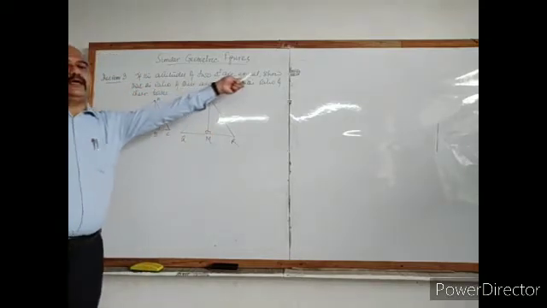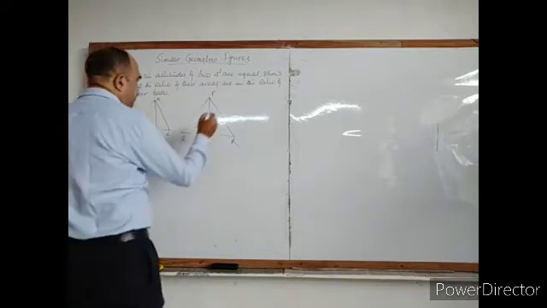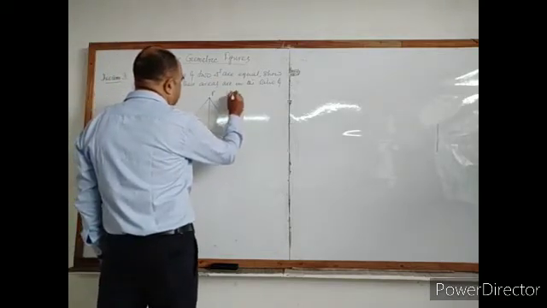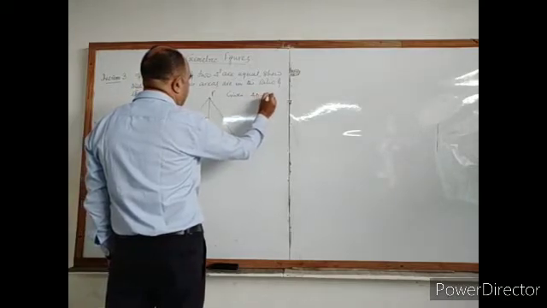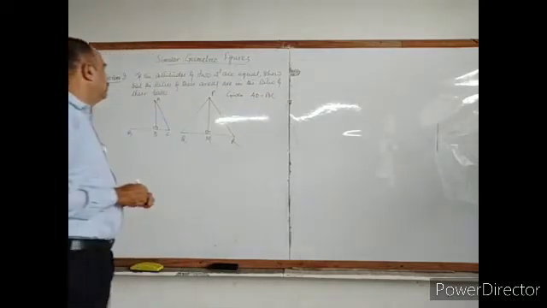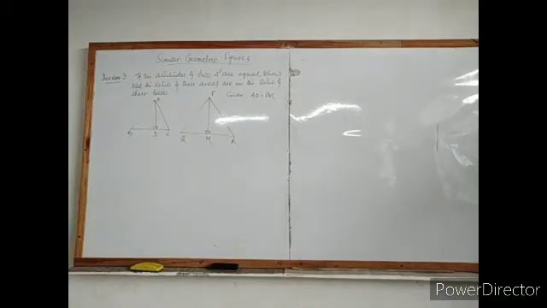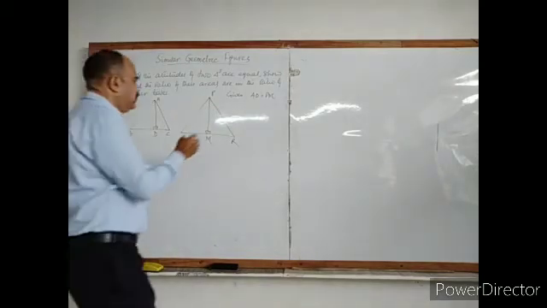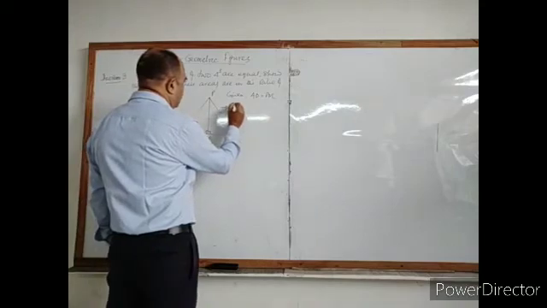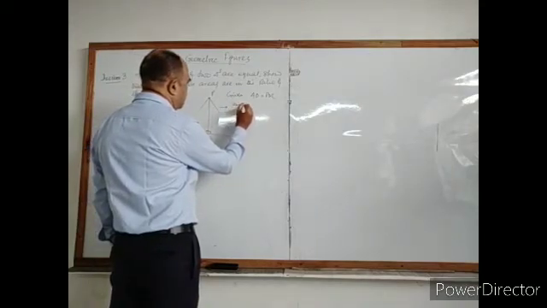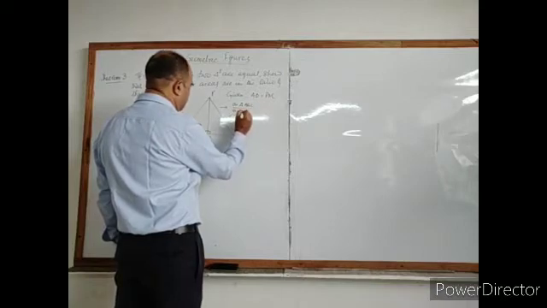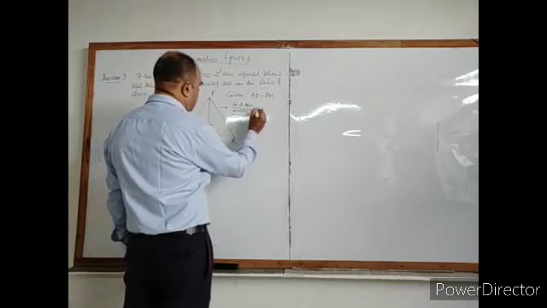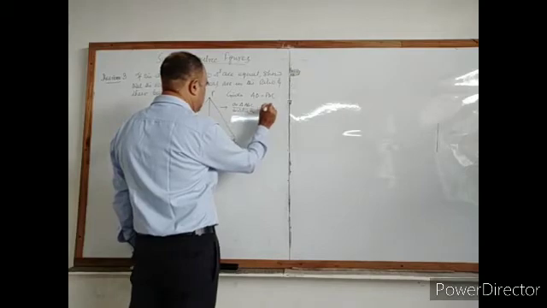What they are saying is that the altitudes of two triangles are equal. Given AD equal to PN, the altitudes of the two triangles are equal, so the ratio of their areas is the ratio of their bases. So you have to show area of triangle ABC by area of triangle PQR equal to BC by QR.